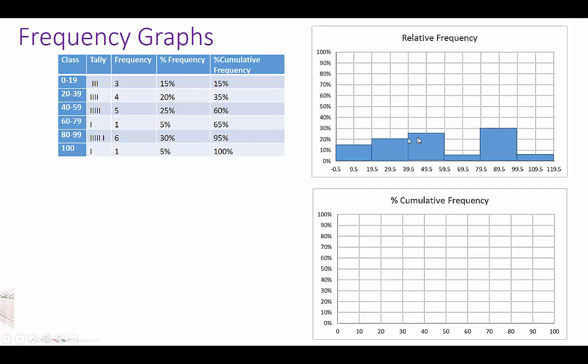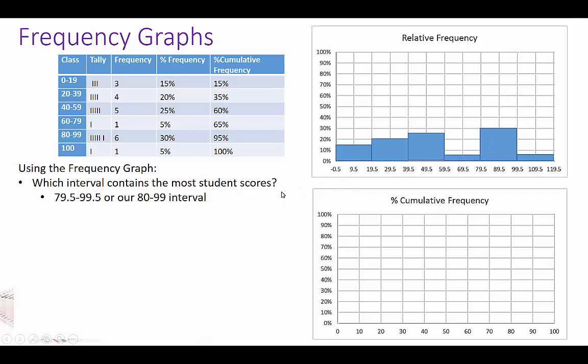And I can actually use this relative frequency graph to answer questions like before, like which interval contains the most student scores? Well, the highest one right here, which is basically the 79.5 to 99.5, or since we're looking at integers in our interval, the 80 to 99. This is an appropriate way to set up your interval right here with the 0.5s. It's less of an issue with the integers, since most of the stuff we deal with is integers.